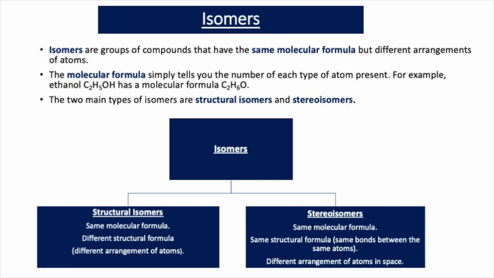In our previous videos on isomers, we've learnt that isomers are groups of compounds that have the same molecular formula but a different arrangement of atoms. And we've also learnt that the molecular formula simply tells you the number of each type of atom present.